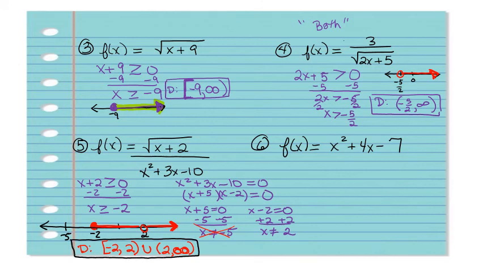Okay, last one, we have a quadratic. It doesn't have anything on it. This is a neither case, and so the domain is all real numbers, which is denoted by negative infinity to positive infinity.